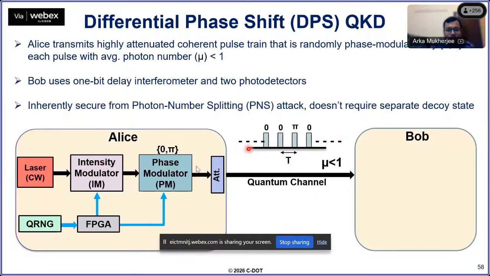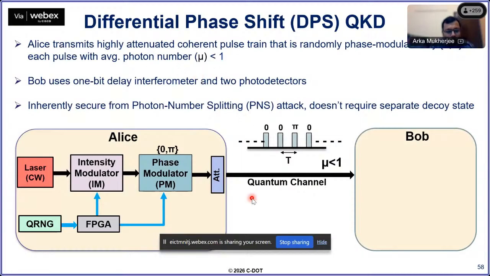So these are the pulses, and based on the data from the random number source, we will modulate these states in either 0 phase or pi phase. If the QRNG output is 0, we will not modulate anything. But if the QRNG output is 1, we will modulate this pulse with pi phase. Then we'll attenuate it so that the mean photon number is less than 1.